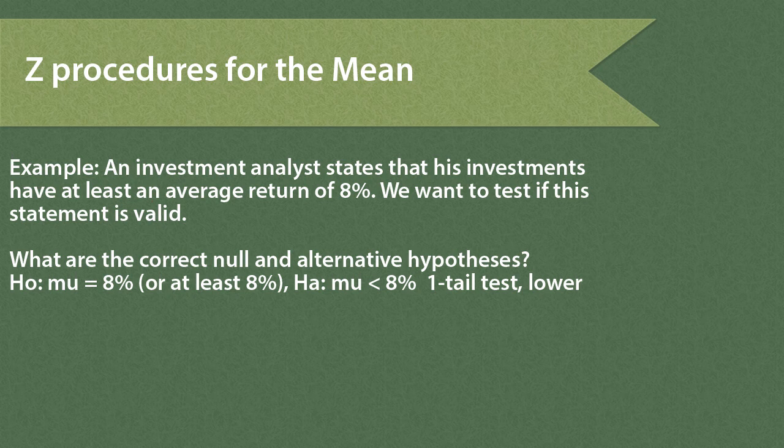But here we're not really concerned with any return on average that exceeds 8%, because that would be consistent with his statement. The only results that are significant for us in this test would be if the average return for all portfolios he manages is likely less than 8%. So we would set this up as a one-tail test and specifically a lower tail test.